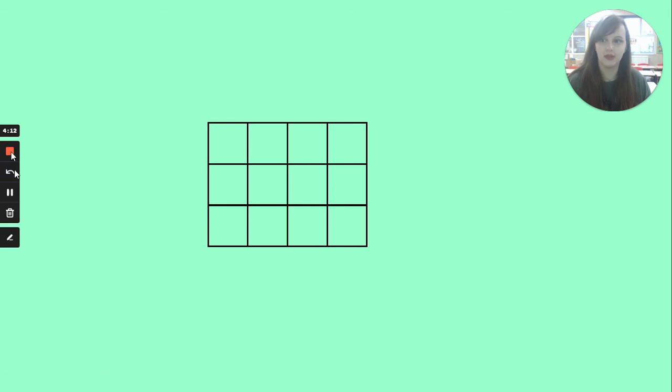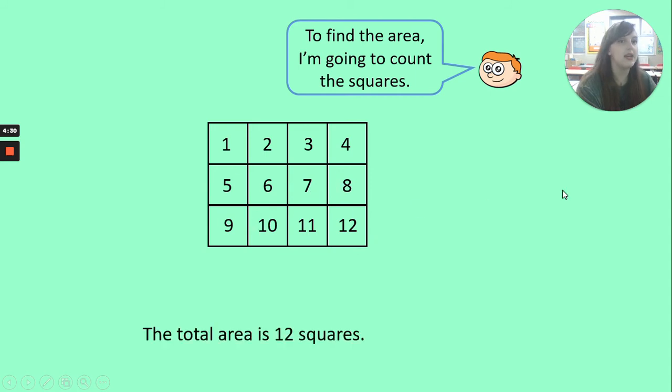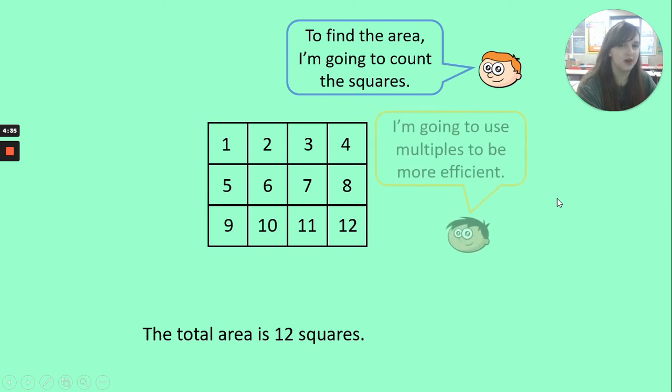Now here's another shape. And to find the area, we're going to count the squares. It might take us a while, but it's a really, really clear way to do it. So let's see. 1, 2, 3, 4, 5, 6, 7, 8, 9, 10, 11, 12. The area is 12 squares. But I wonder, is there a quicker way to find the area of this shape? Could we use multiples, our times tables, for example?